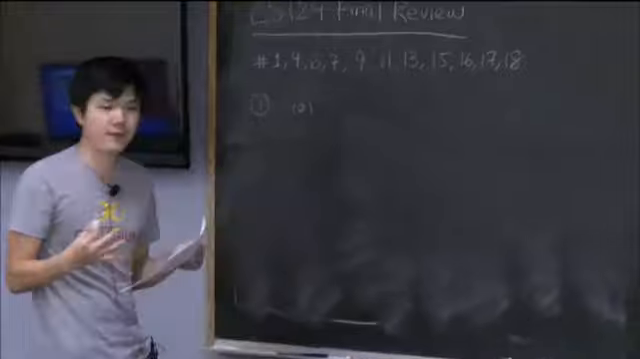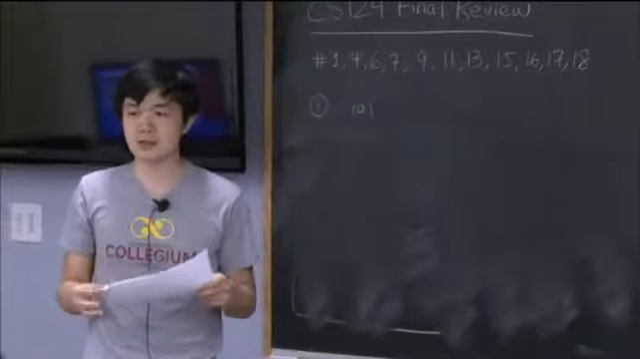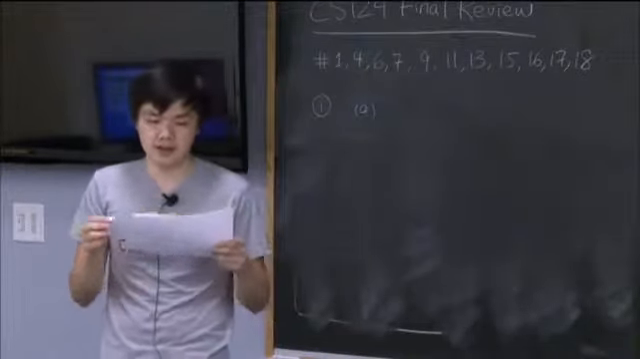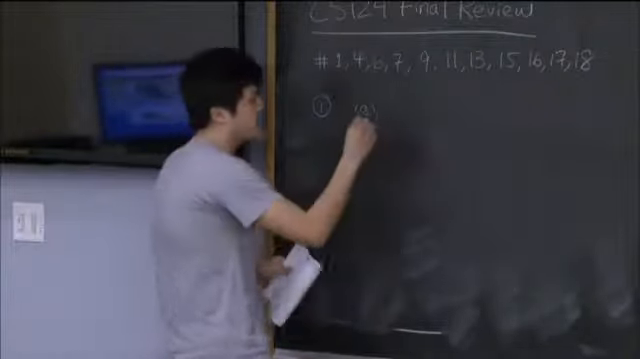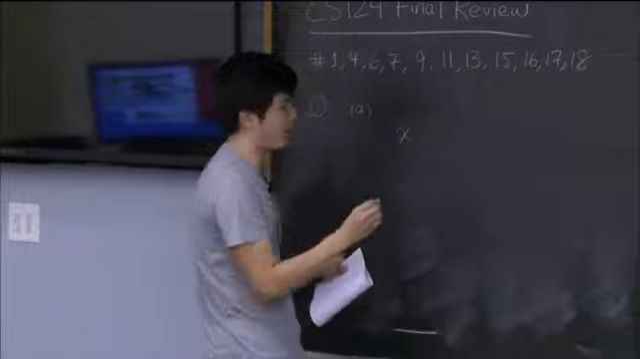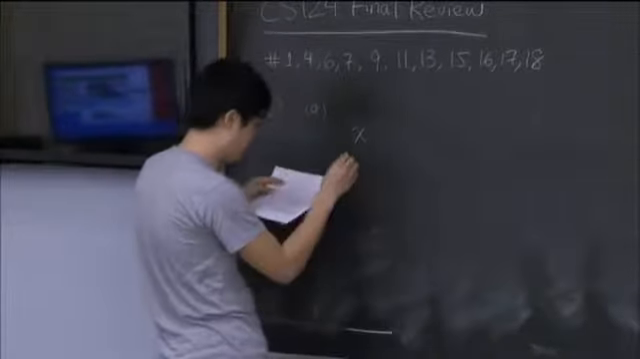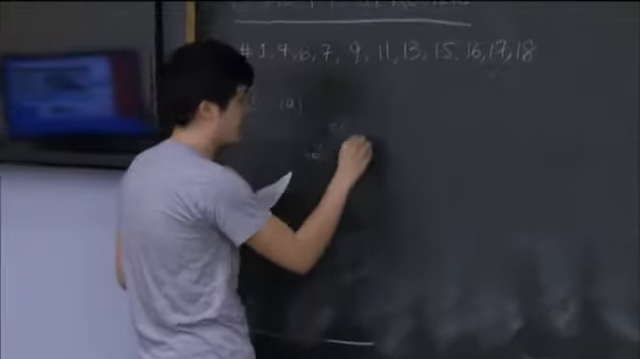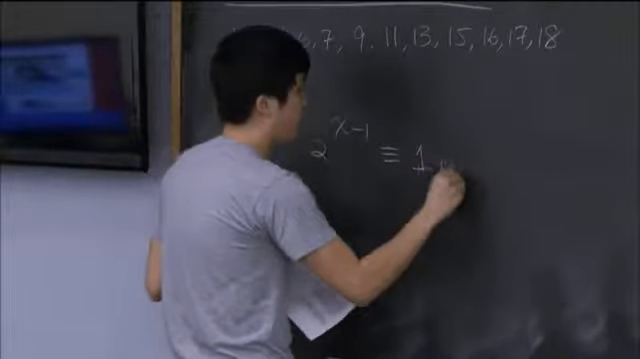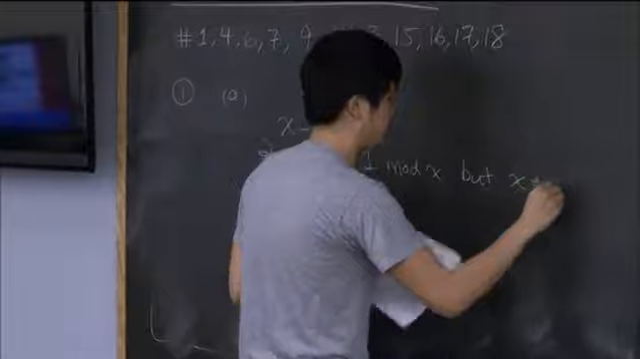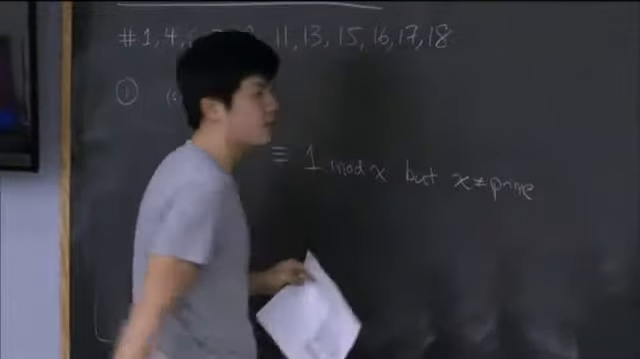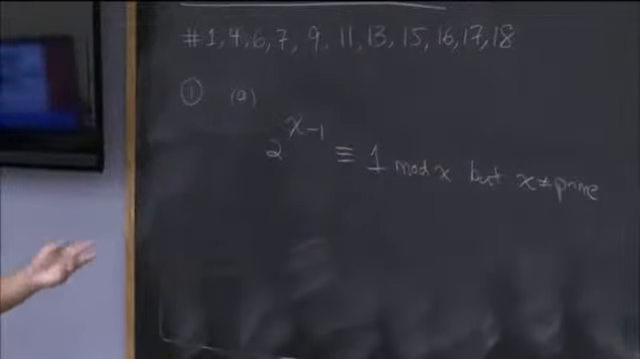So part A says if x is a 2 pseudoprime, then x is also a 4 pseudoprime. So what does it mean for something to be a pseudoprime? A number x is a 2 pseudoprime if it is true that 2 to the x minus 1 is congruent to 1 mod x, but x is not prime. Okay? So that's just the definition of what a pseudoprime is.